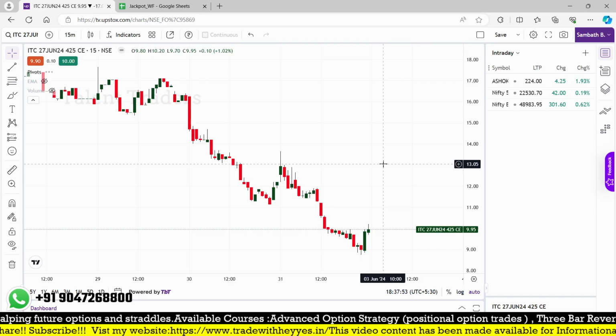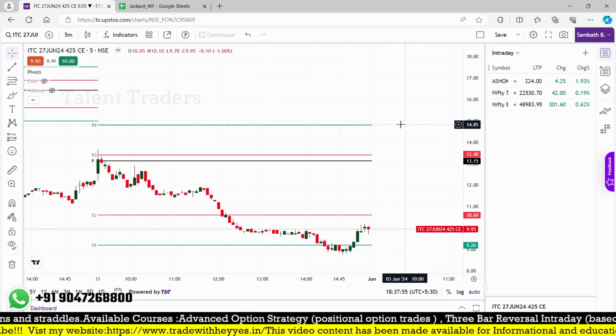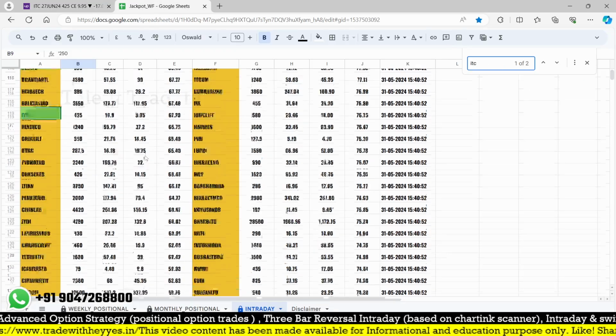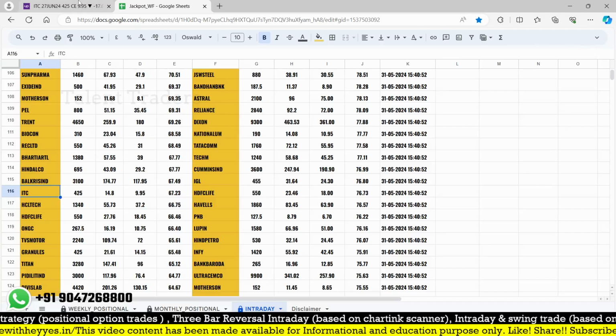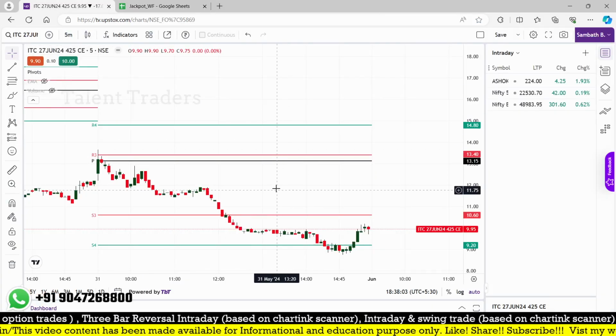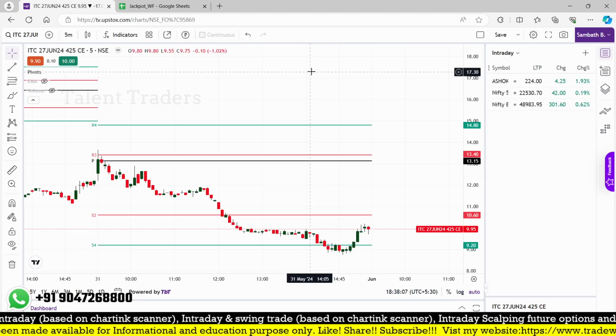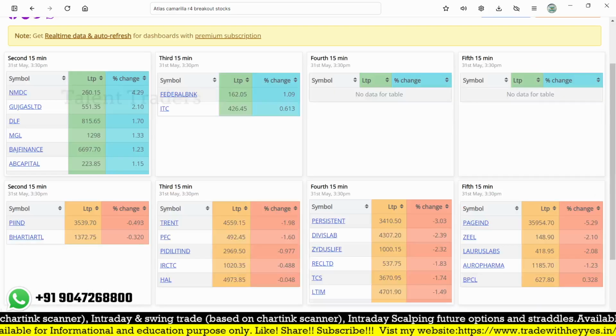I think it never triggered the R4, because the R4 is 14.8. It maximum moves to 13 points. So maybe sometimes the stock triggers, but the option is not triggered. Maybe you can combine whether the stock and option both are triggered. Then it would be a great opportunity to find one or two trade opportunities based on our Google Sheet scanner.